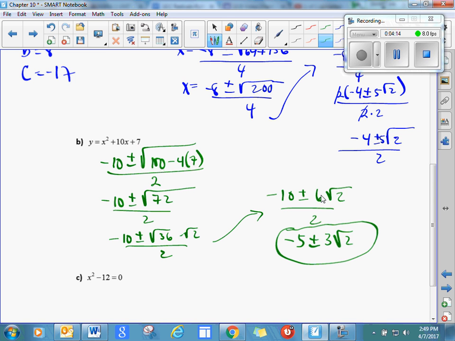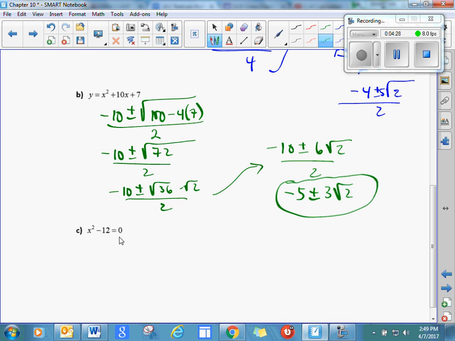Now, if this had been a 3 here, you couldn't cancel. This would have been your final answer, because this 2, although it goes into the 10, it also needs to go evenly into the other term. So we didn't have one quite like that. Let's do C really quick, and we'll be done with this section.